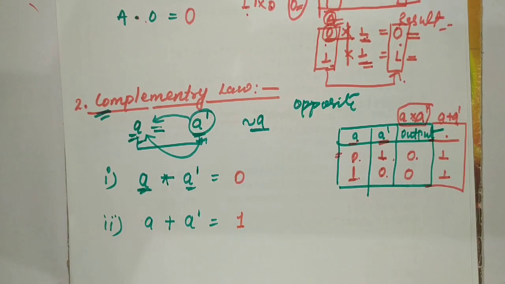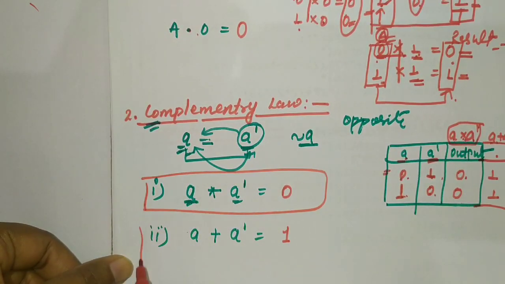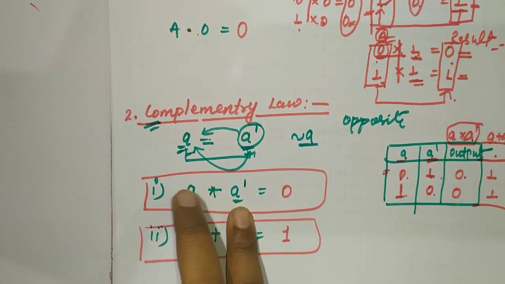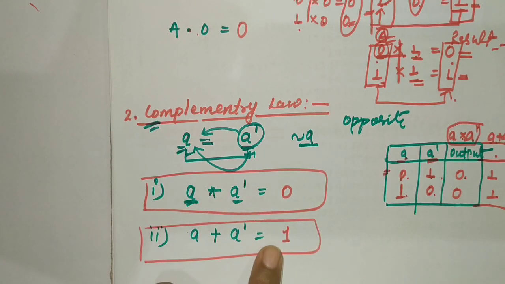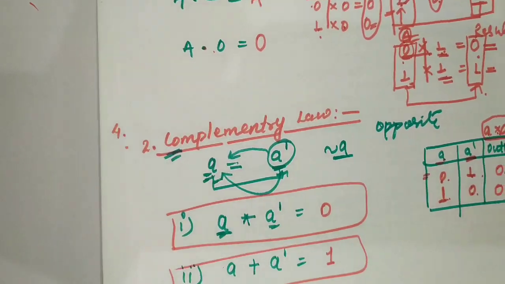So these are the two complementary laws. A into A dash, that is, a variable times its own complement, equals 0, and A plus A dash equals 1. This is the complementary law. Next, we move to the next law.